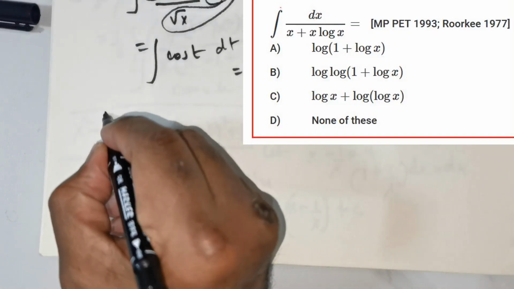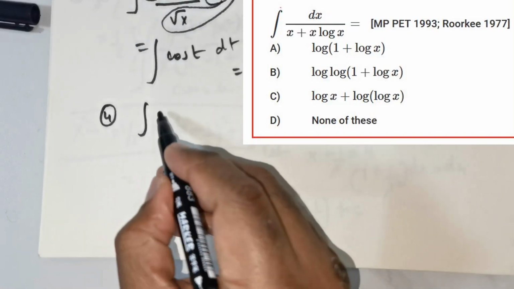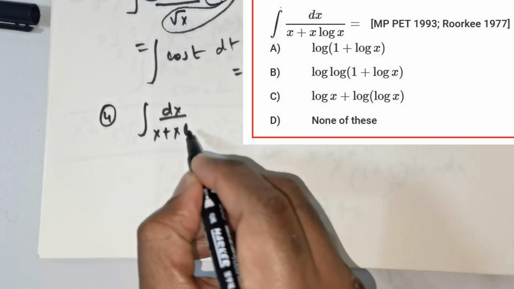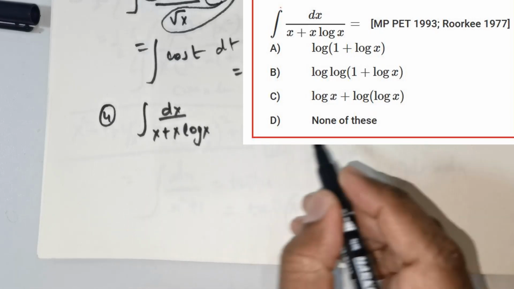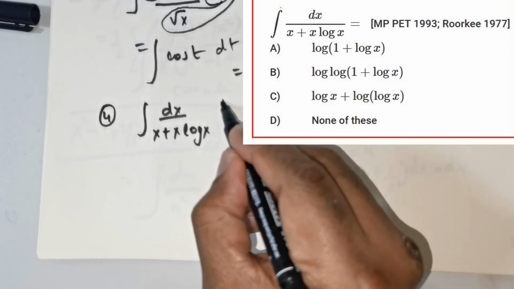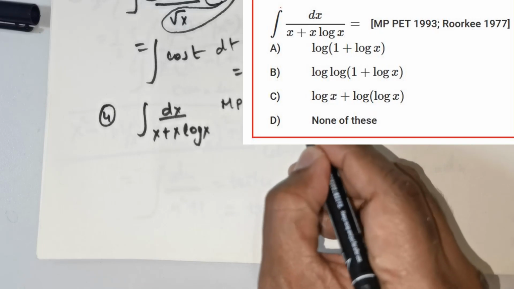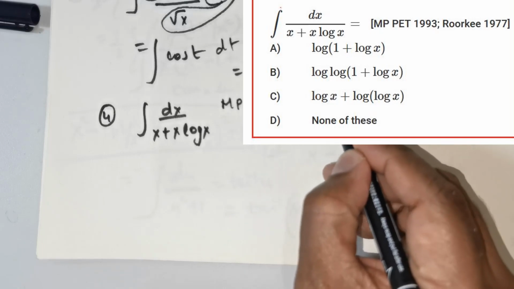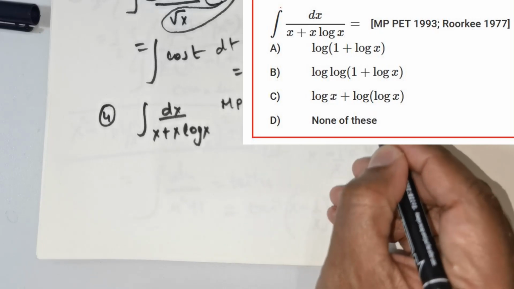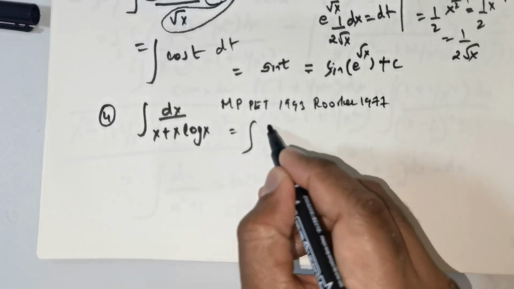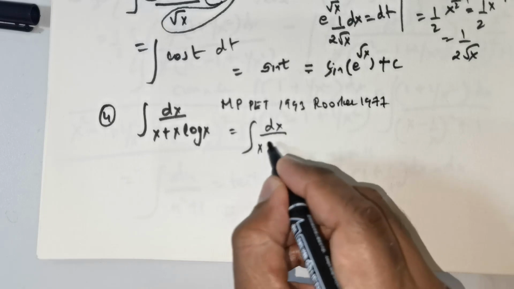Okay, students, this is the fourth question. We are expected to integrate the integral of dx over x times log x. Now this question was asked in MP PET 1993 and Roorkee 1977. So foremost, what I wish to do is rewrite this as the integral of dx over x times (1 + log x).